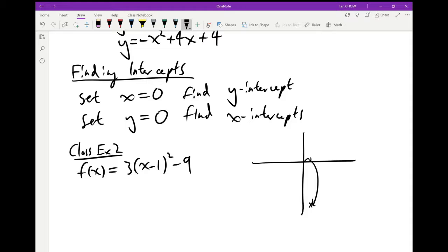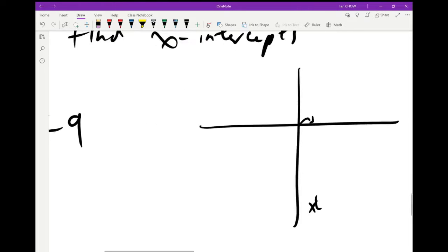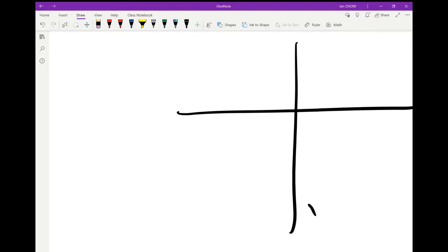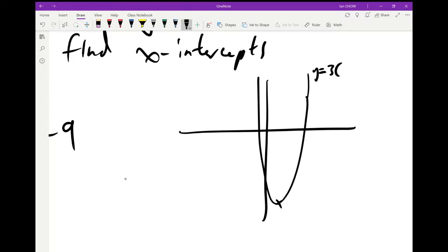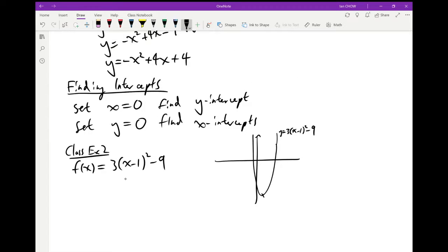And then since our scaling factor is positive, our parabola would open upwards instead of downwards. If it's negative, it would open downwards. So if I'm going to quickly sketch what this looks like, our vertex is here. It would look somewhat like this. So we have y is equal to 3 bracket x minus 1 whole squared minus 9. This is what it looks like if we sketch it out. It's not exactly correct, but at least we have a rough idea of what it would look like.